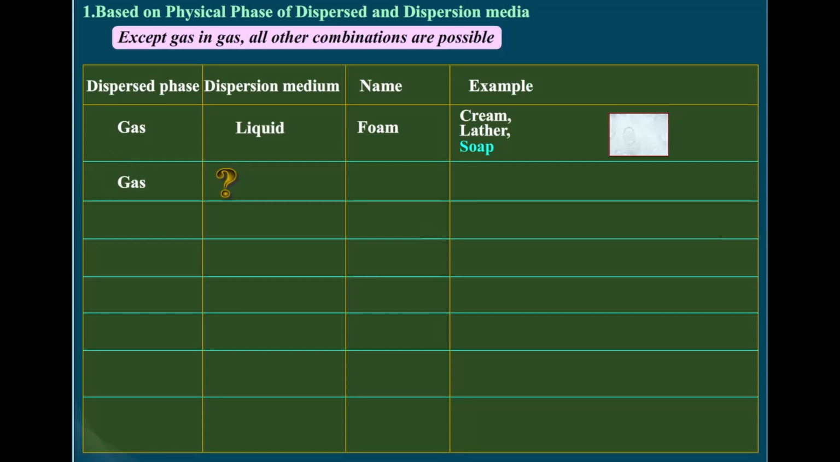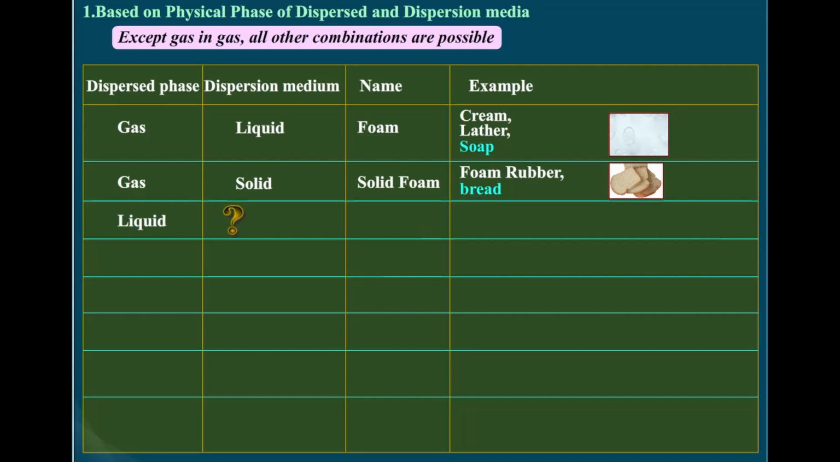The second type is gas in solid. That is, the dispersed phase is gas while the medium is solid. That type of colloid is called solid foam. Examples are foam rubber, bread, etc. We know rubber is a solid. It has pores in which air is trapped, and that is why the dispersed phase is gas and the medium is solid. Same is the case with bread and foam also.